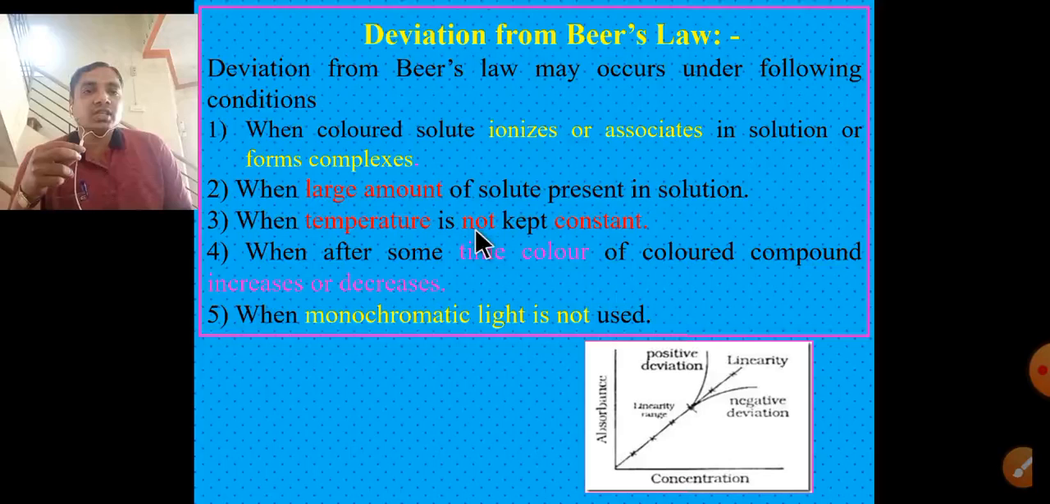When temperature is not kept constant, then deviation also forms. When after some time the color of the colored compound increases or decreases, or when a reaction is completed and these compounds form the color, then the intensity of light decreases, forming deviation. Deviation also occurs when monochromatic light is not used.